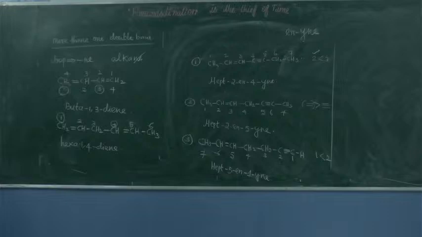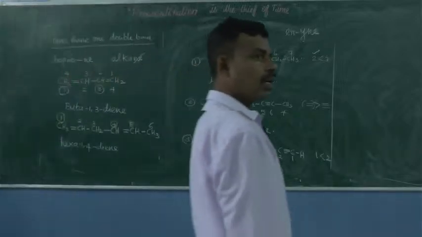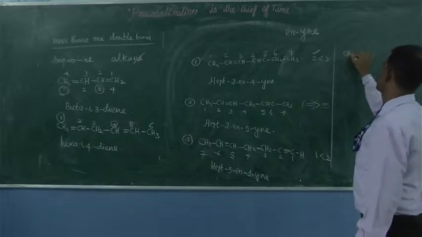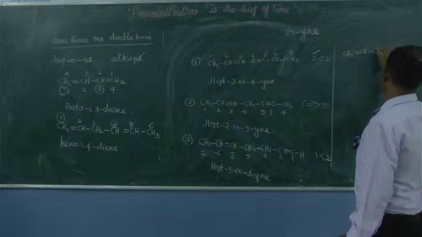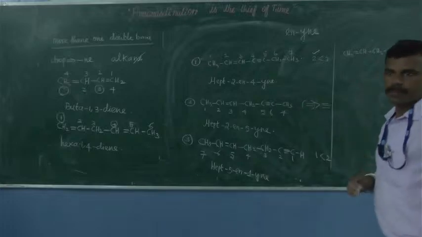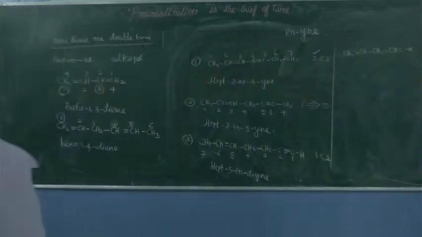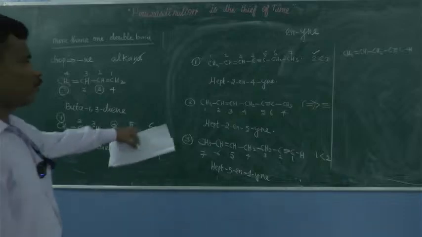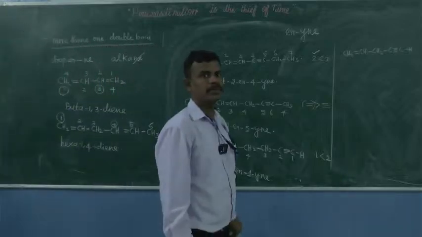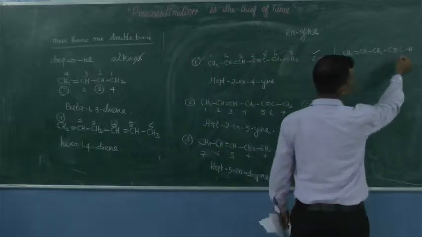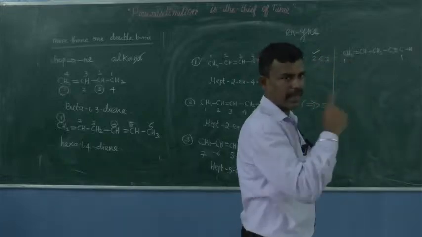Can you do this one yourself? What is the name of this compound? In the 3 cases, the model is different. In this case, this is going to be number 1. In the second one, the triple bond will be number 1. Is it clear? But there is a tie.